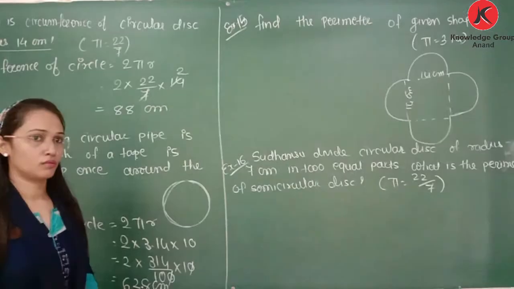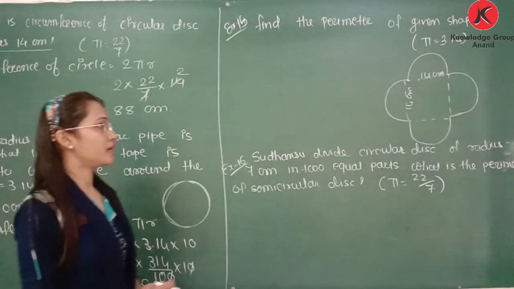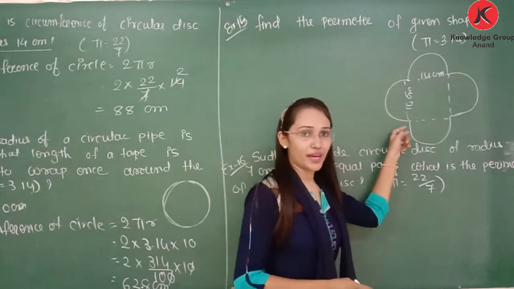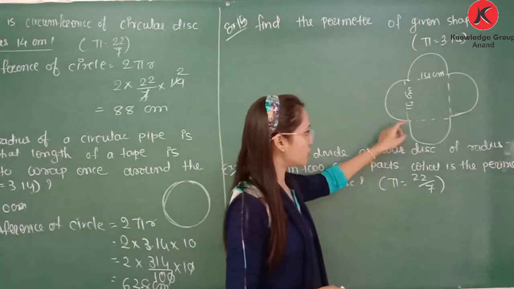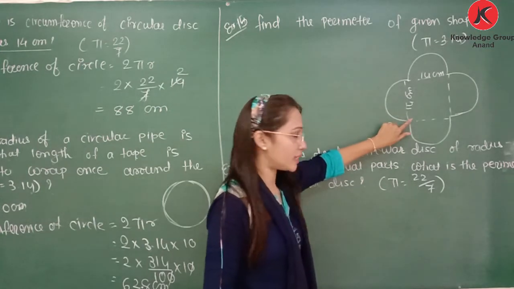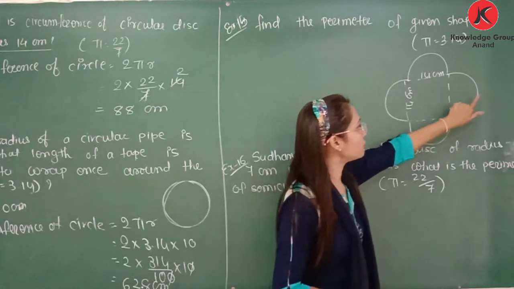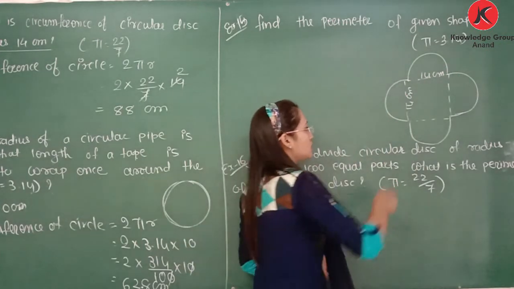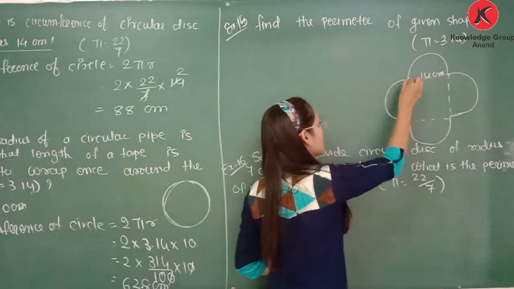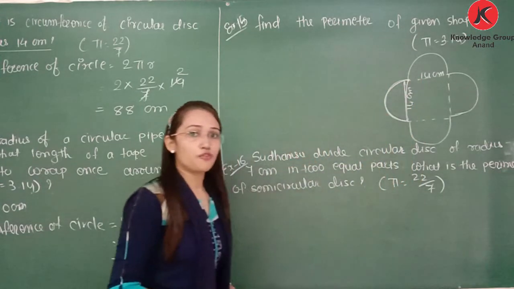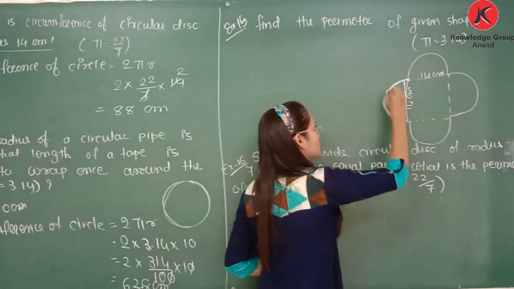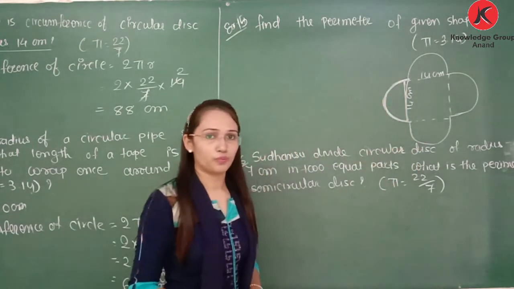Clear? Now next, find the perimeter of the given shape. So this shape is given and you need to find the perimeter. Perimeter means outer boundary. So if you start from this point, then you need to measure this line. After that this one and this one. Here you can see this is 14 centimeter. If you consider this as a semicircle, then this will be the diameter. So first of all, we will find the length of this semicircle circumference.